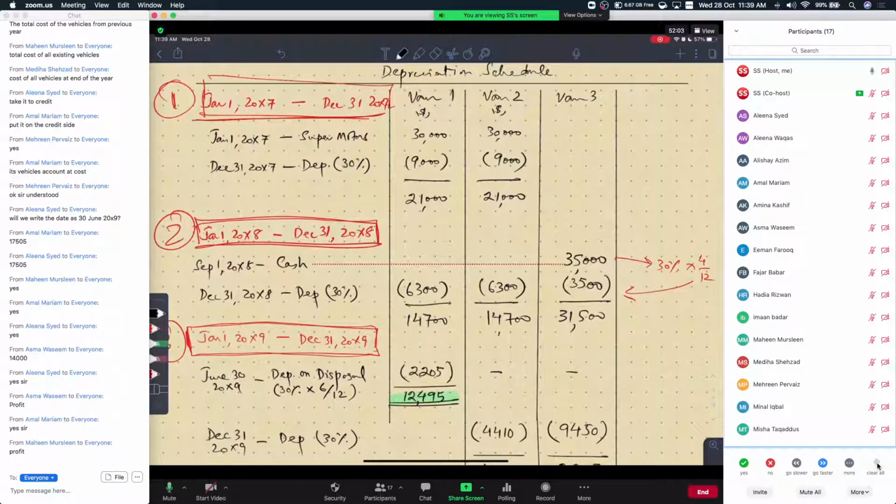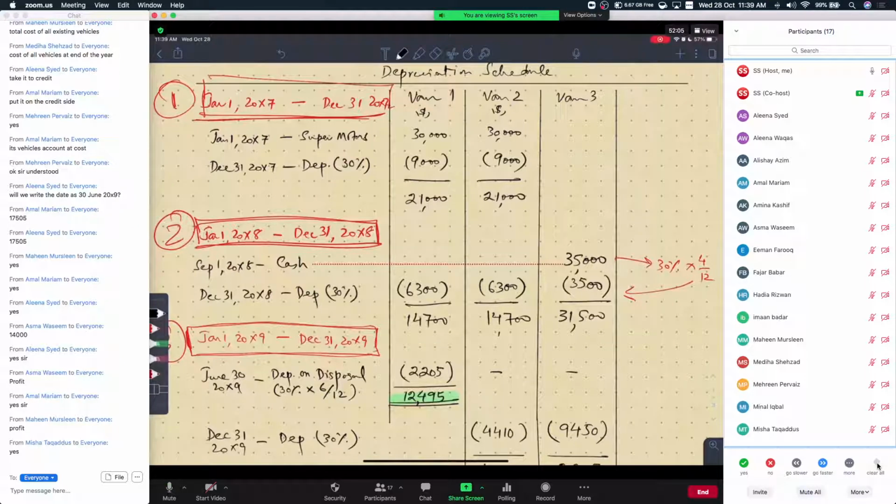Okay, Asma says profit, right? Very good. Maheen says profit, right? How do we know it's profit? We can see that over the course of using this van, the van started off with $30,000 of cost, but it was used for $9,000, and then the net book value was $21,000, and so on and so forth. And eventually, at the time of its disposal, the van, मैंने उसको highlight इसीलिए किया हुआ green में, the van actually carries the net book value of 495.